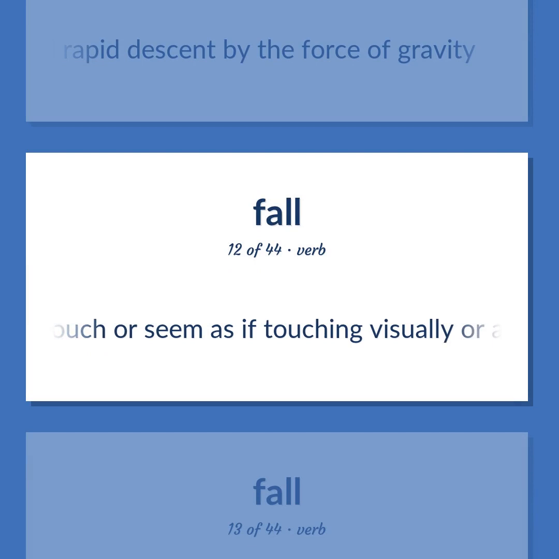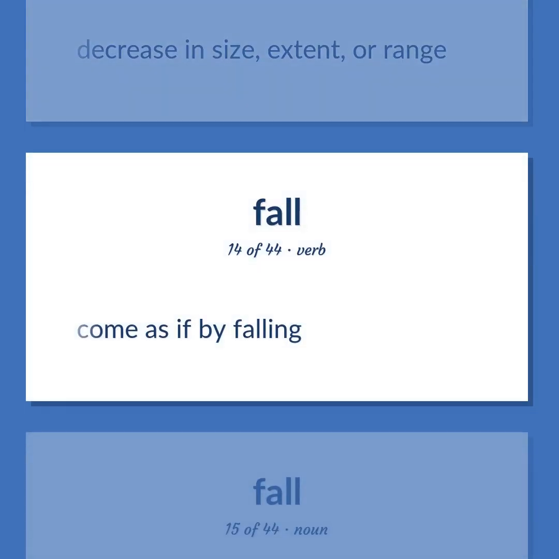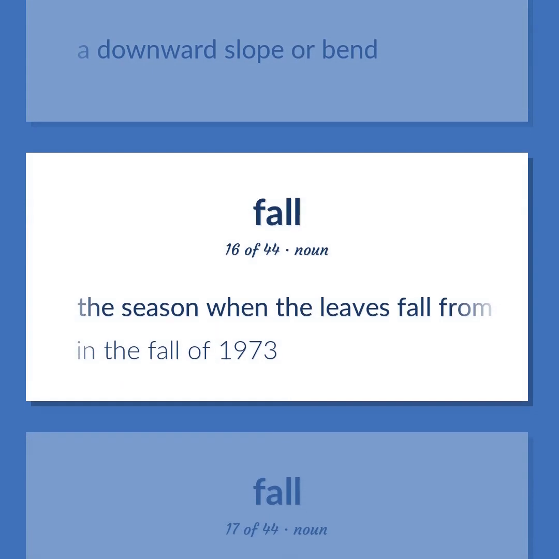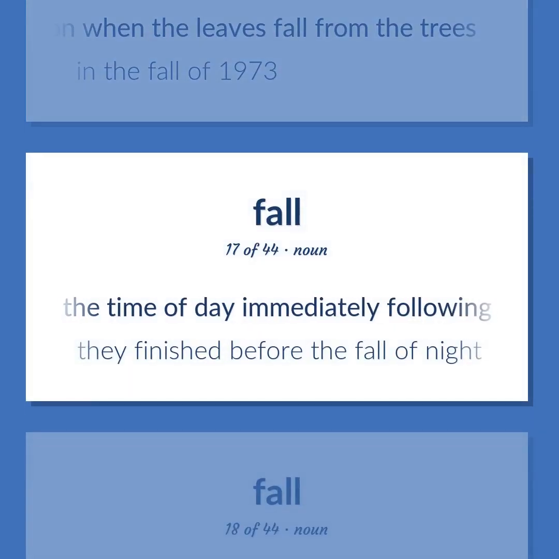Touch or seem as if touching visually or audibly. Decrease in size, extent, or range. Come as if by falling. A downward slope or bend. The season when the leaves fall from the trees. In the fall of 1973. The time of day immediately following sunset. They finished before the fall of night.